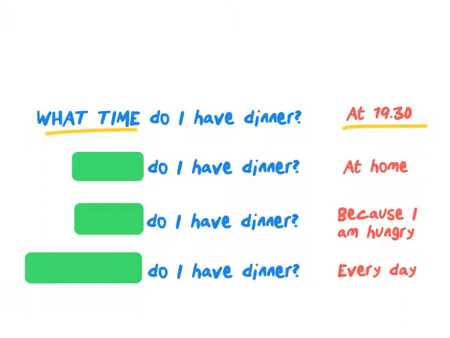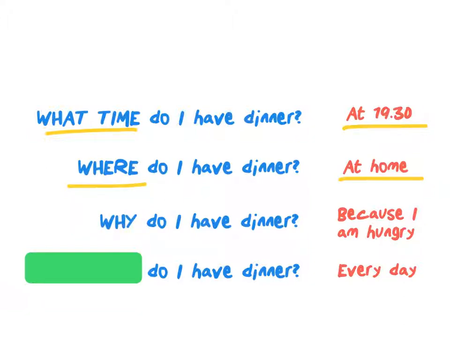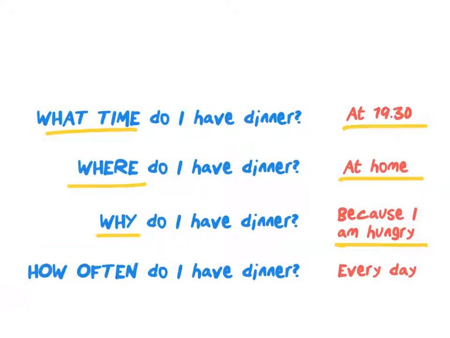Let's see what the missing words are. Where do I have dinner? At home. Why do I have dinner? Because I am hungry. And how often do I have dinner? Every day.